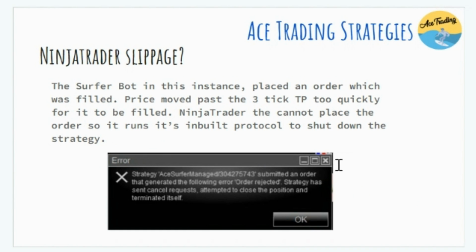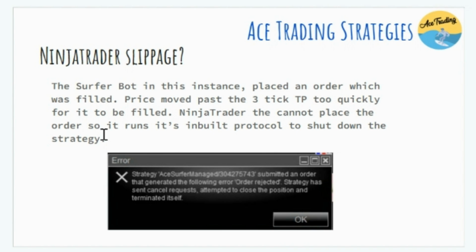Okay, and that error looks something a bit like this, and some members have experienced this in the past. So I have experienced this, and there's not much you can do about it. It's just NinjaTrader and the way they handle their errors. So in this instance, the surfer bot placed an order which was filled, so we entered the order, but then price moved past the 3-tick take profit too quickly for it to be filled.